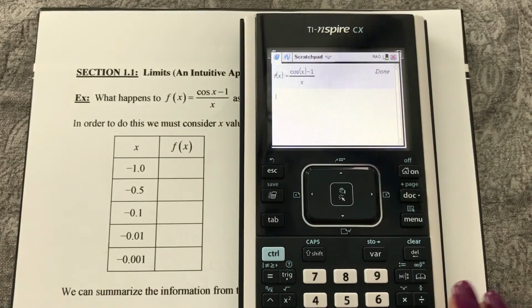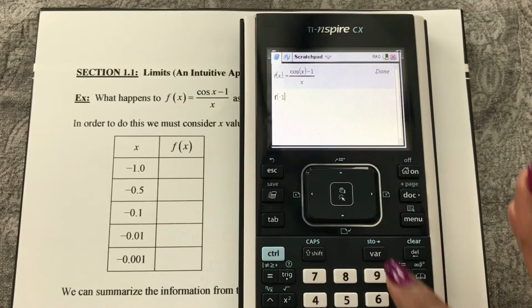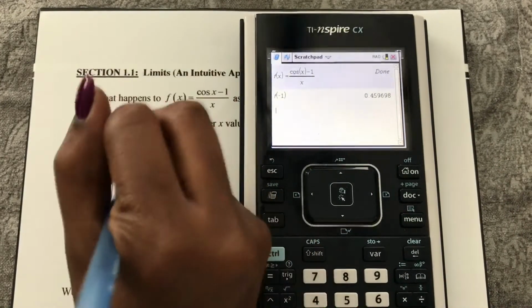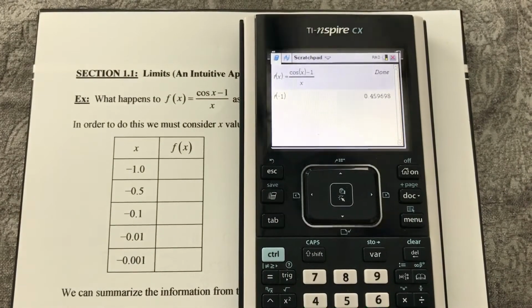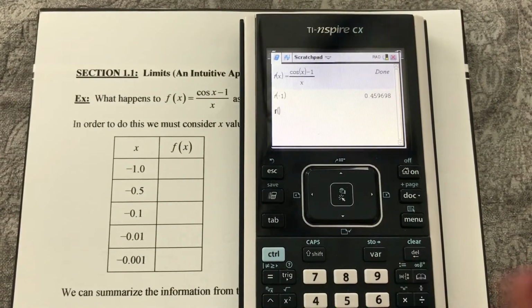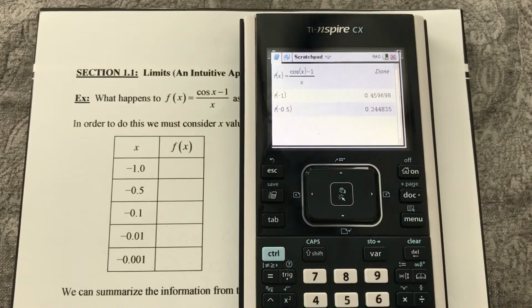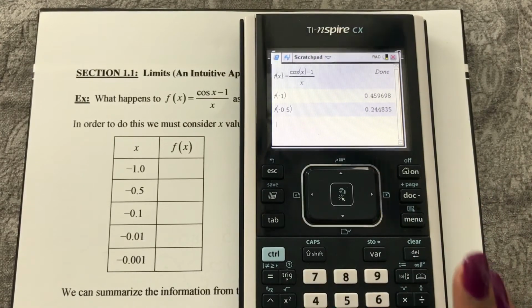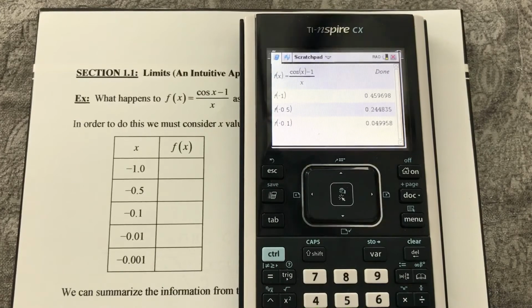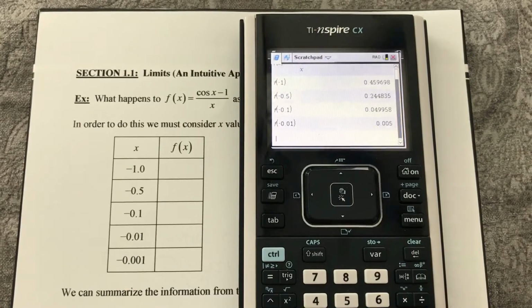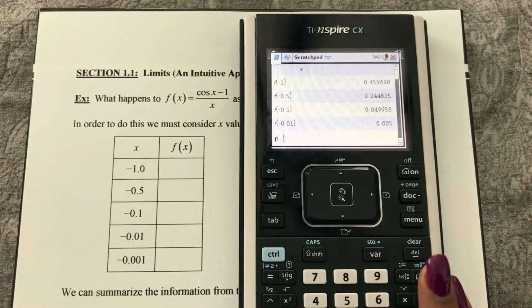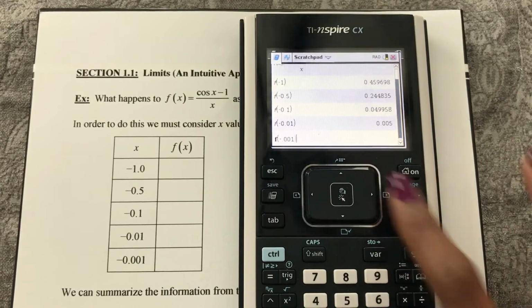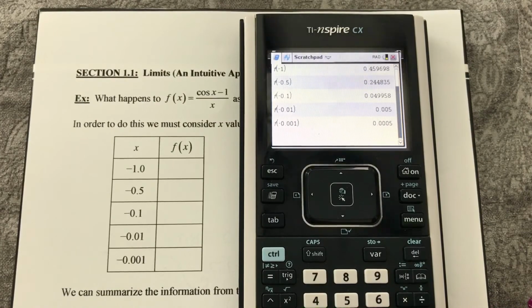So let's say I want to try f of negative 1. Okay, that's about 0.459. I'll write these down at the end. f of negative 0.5, 0.244. f of negative 0.1, getting closer to 0. f of negative 0.01, okay, and I think I can fit all of these in one screen. f of negative 0.001.